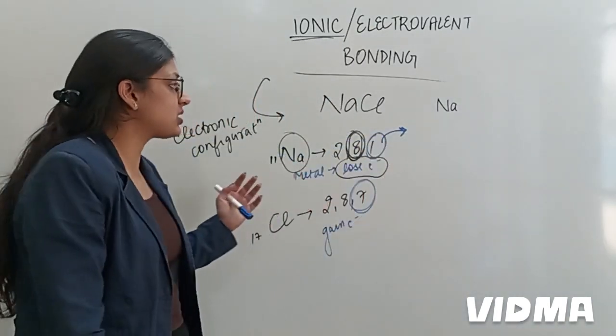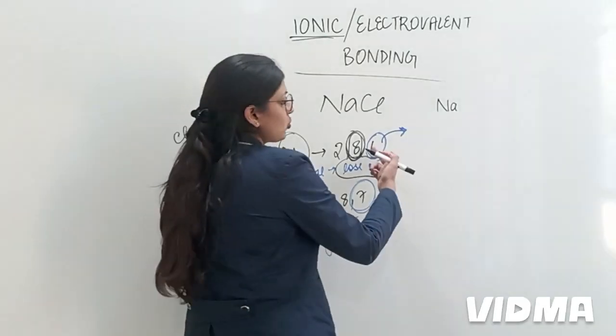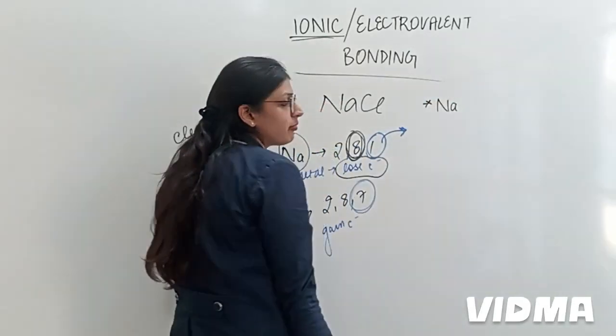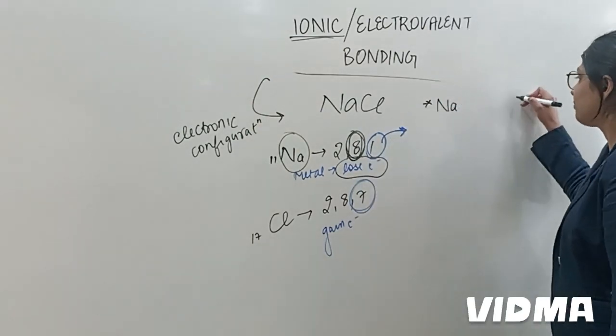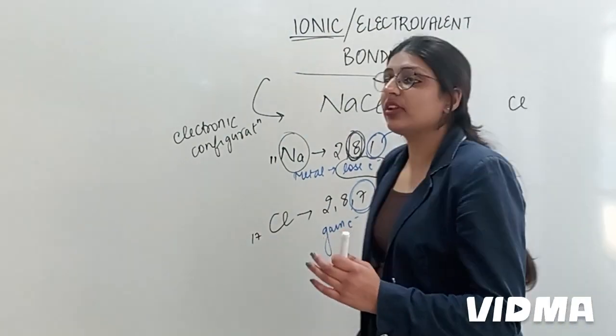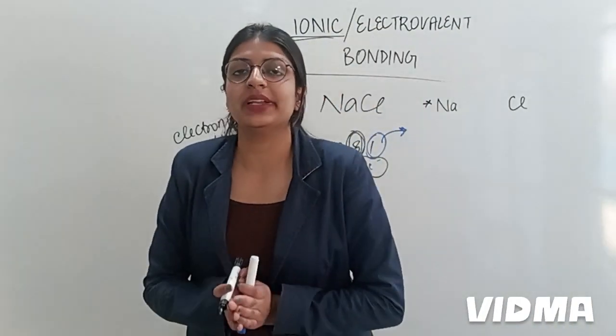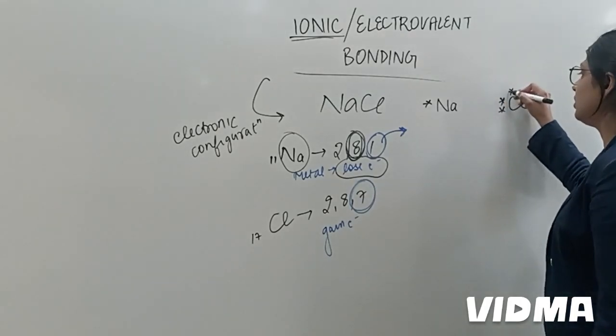Lewis diagrams depict the valence electrons. Sodium has 1 valence electron. I have marked Na with the valence electron. Then we have chlorine. Chlorine has 7 valence electrons. Now chlorine will gain 1 electron to complete its octet. So we will mark the Lewis symbol for chlorine.